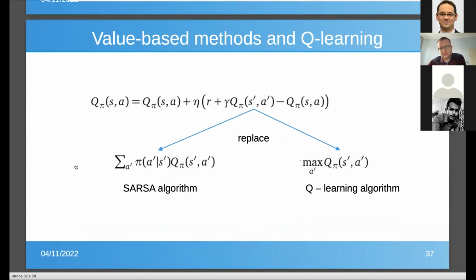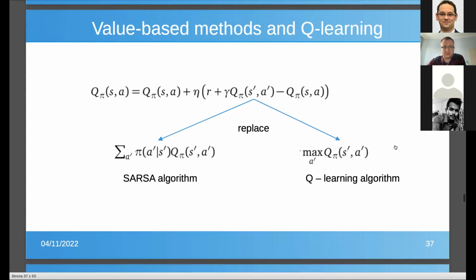And there are two different variants of this iterative procedure. We can replace the Q of pi by a weighted sum of the Q of pi over all possible actions. And this is called the Sarsa algorithm. Or we can replace the Q of pi by taking the maximum value of Q over all possible actions A prime, having the environment state S prime. And the second approach is called the Q learning algorithm. And we will discuss this a little bit more.